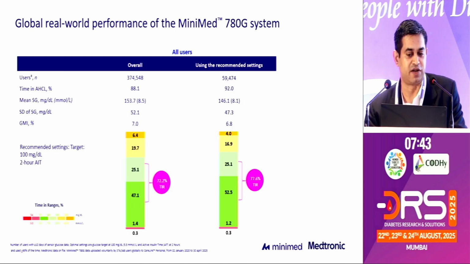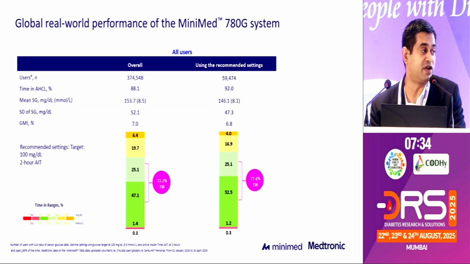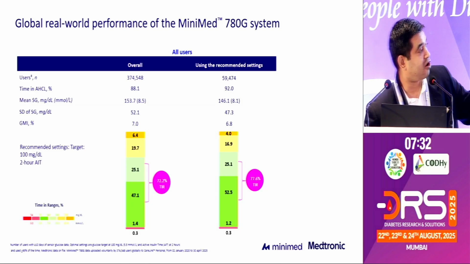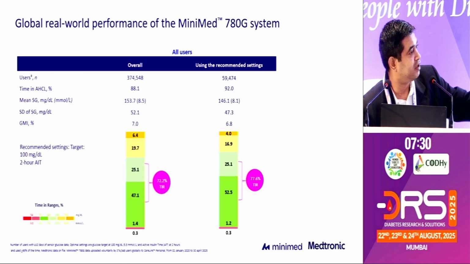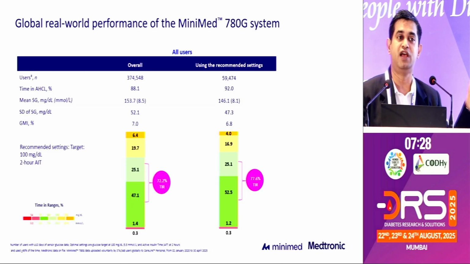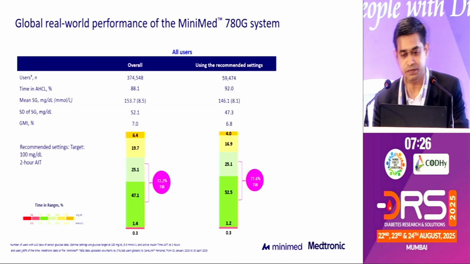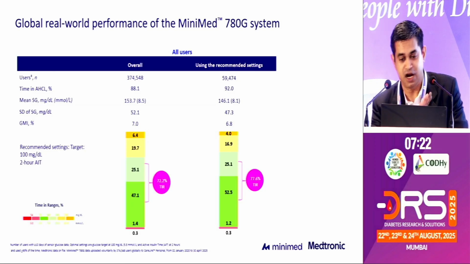And if you use the recommended settings, which they say 100 milligram per deciliter target and 2 hours AIT, you get time in range 77.6 and 52% time in tight range. And if you see, you are not increasing time below range. Hypoglycemia is the same, but you're still giving a better time in range. This is real world data, not a trial.